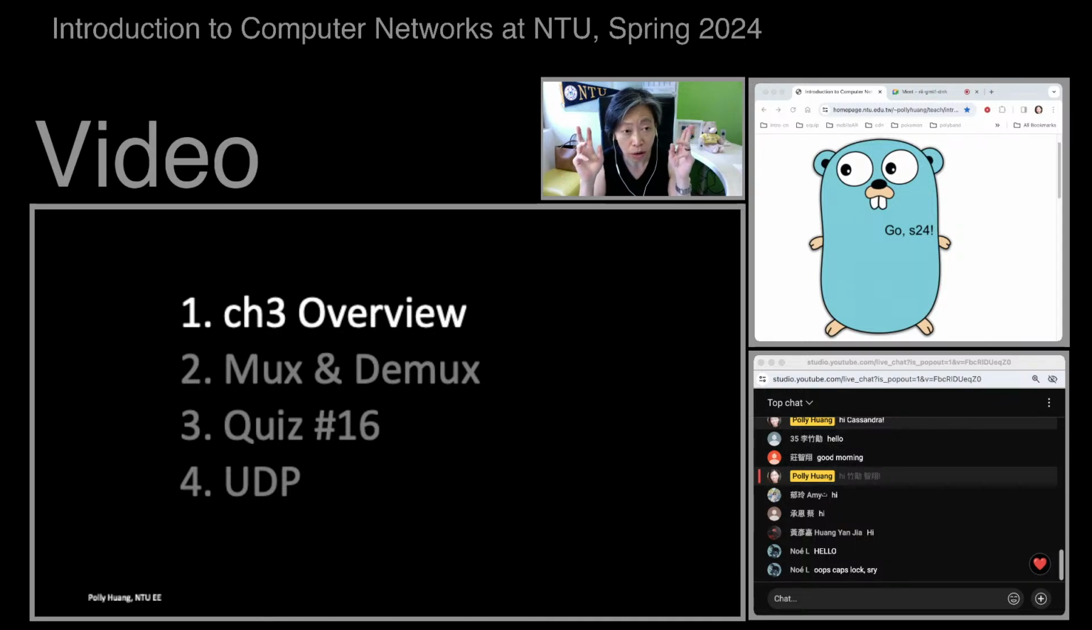So try to recall, in the application layer, how do we call a packet? We call them messages. In the network layer, which is one layer below the transport layer, we call a packet a datagram. So messages, segments, and datagrams. Keep this in mind, and here's the overview of chapter 3.